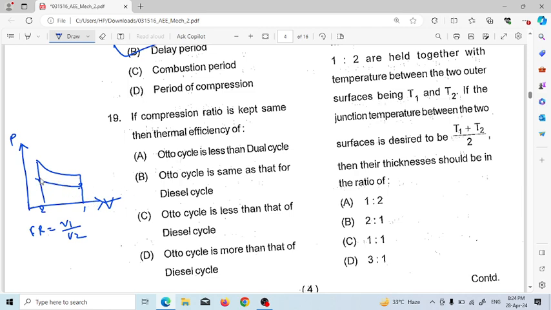For the same compression ratio, this is 1, 2, 3, and 3, 4. And this is a constant pressure heat addition process. This is the diesel cycle, and the area represents the net work, and from the net work we can determine thermal efficiency. So from this area we can conclude the 1, 2, 3, 4 area is more than the 1, 2, 3 dash, which is the diesel cycle, and this is the Otto cycle.